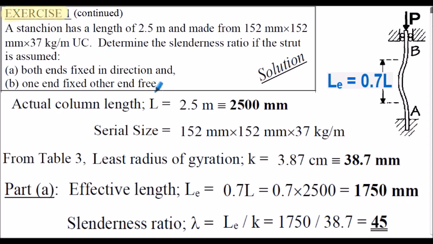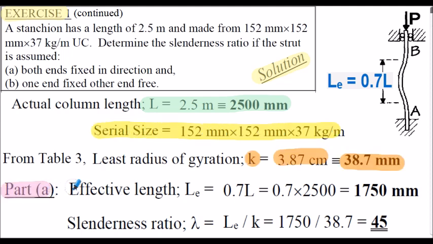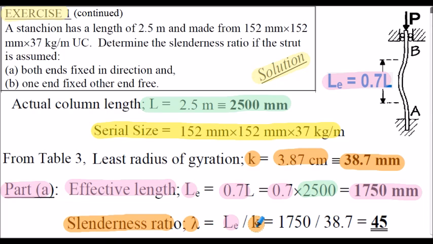Exercise 1, solution continued here. Just repeated the information from the previous slide for reference. So part A, the effective lengths, LE. From our tables, for a fixed at both ends strut, the effective length is 0.7 L, so 0.7 multiplied by the stanchion or column length here of 2,500 millimeters. The effective length is 1,750 millimeters. So evaluating our slenderness ratio, lambda, is the effective length divided by the least radius of gyration. Inserting the values, the slenderness ratio now is 45.